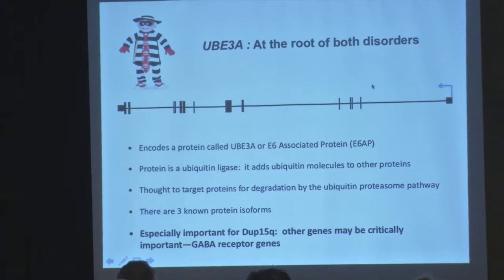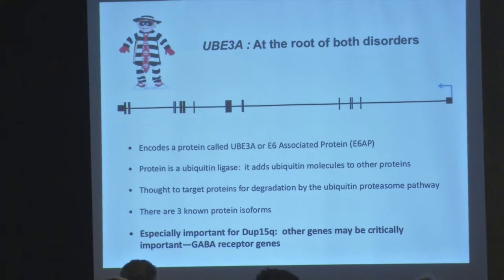So we're all here together today because UBE3A is at the root of both disorders. And so folks interested in Angelman syndrome and folks interested in Dup15q syndrome both need to think about UBE3A. UBE3A is a gene. It encodes a protein called UBE3A for us idiots and E6AP for the aficionados like Martin. And so I'm happy to hear about the protein this time.